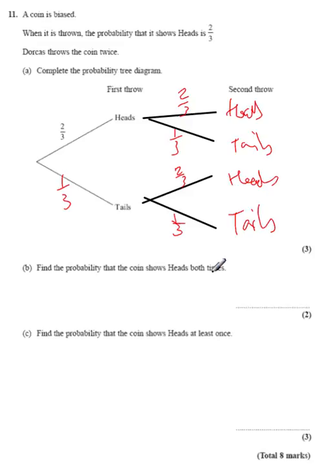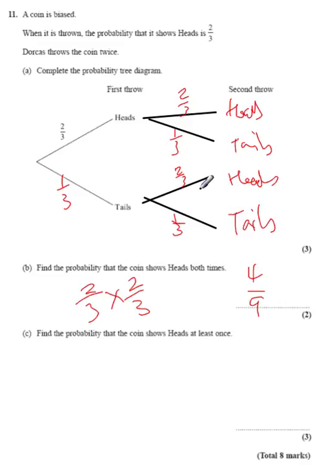Okay, so the probability that it shows heads both times, that's simple. Heads and heads. 2/3 of the time it shows heads, 2/3 of those times it's going to show heads on the second one. So it's going to be 2/3 times 2/3. A simple way of doing this, you multiply along the branches. So as you're going along the branches, you multiply 2/3 times 2/3. It's 4/9. Easy.